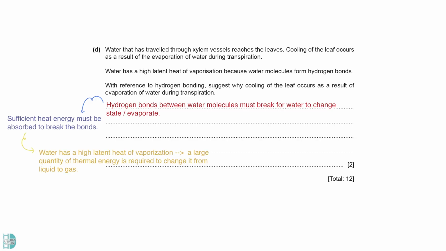Water has a high latent heat of vaporization. It requires a large quantity of thermal energy to change from liquid to gas. So, when water evaporates during transpiration, it absorbs a lot of heat energy from the plant. This causes the plant to lose heat and cool down.